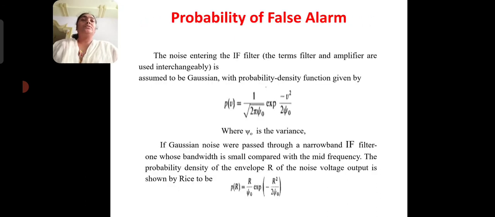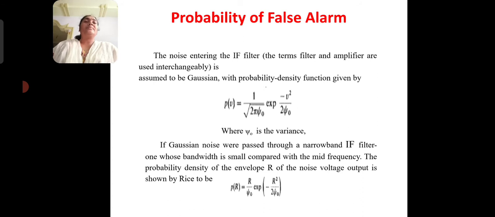So now, when we are assigning the threshold level, we have to consider the probability of false alarm and probability of detection. When the noise is entering into the IF filter, it has to be identified. The noise entering the IF, in terms of filter and amplifiers, are used interchangeably. It is assumed to be Gaussian with a probability density function given by p(V) equals 1 by root of 2 pi psi naught, exponential of minus V square by 2 psi naught, where psi naught is the variance.